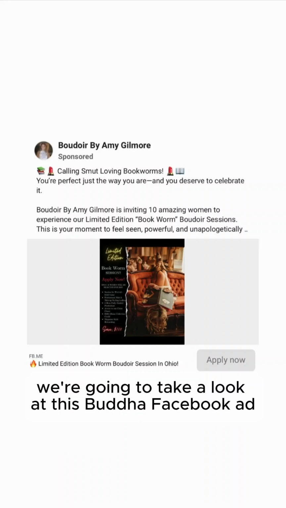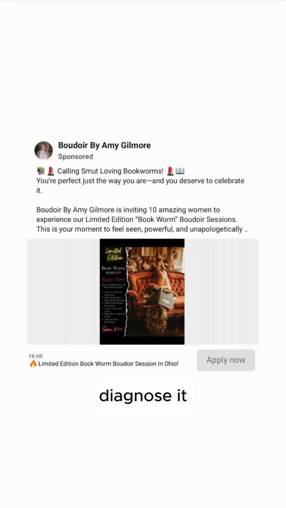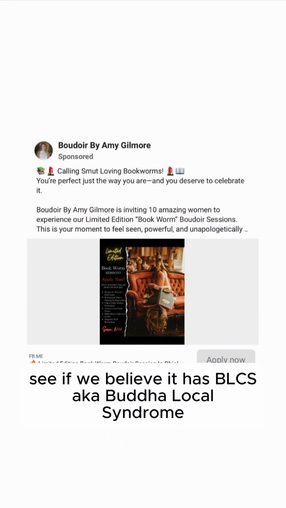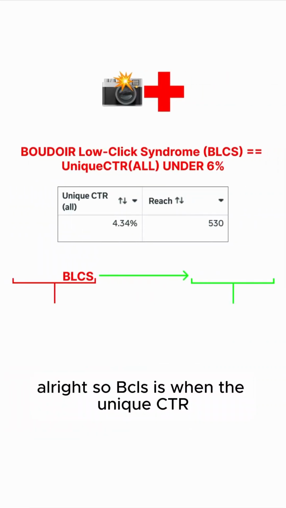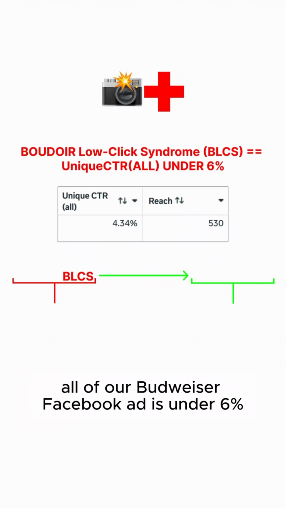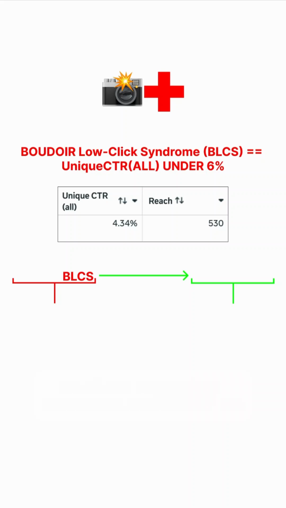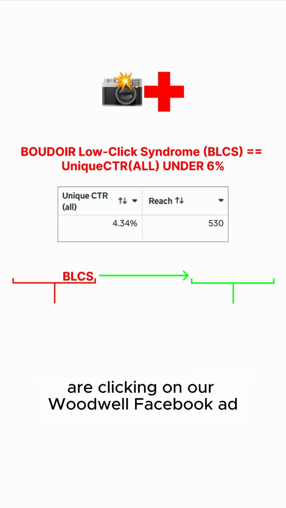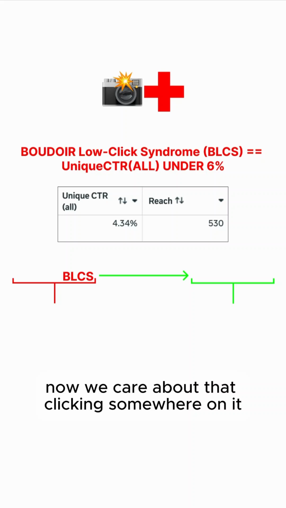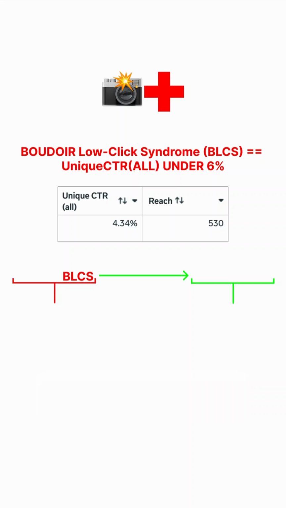All right, we're going to take a look at this Boudoir Facebook ad, diagnose it, see if we believe it has BLCS, aka Boudoir low click syndrome. BLCS is when the unique CTR all of our Boudoir Facebook ad is under 6%. And this means fewer than 6 out of 100 women are clicking on our Boudoir Facebook ad. And we care about that, clicking somewhere on it.